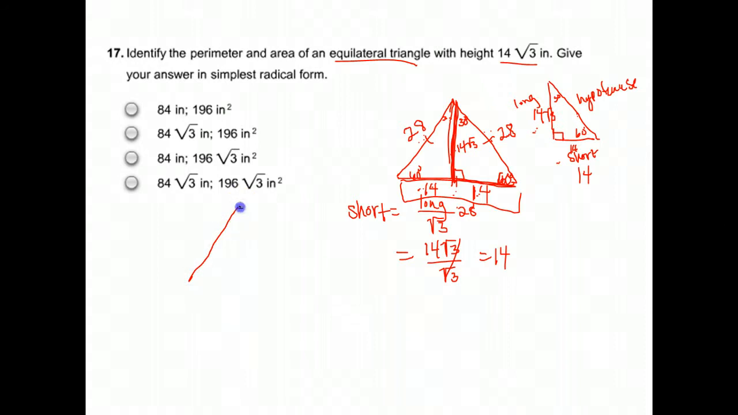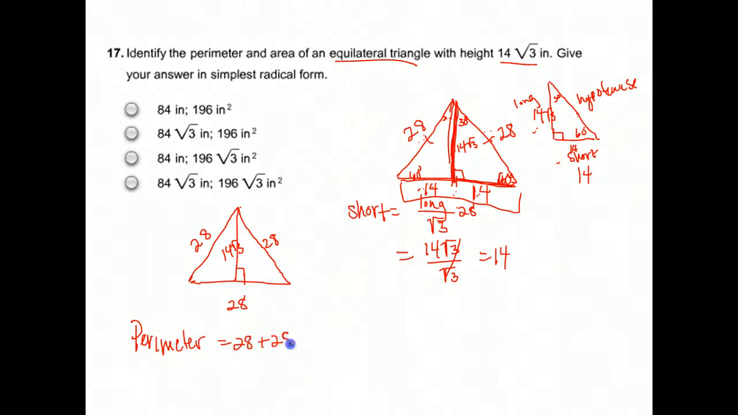And now I'm going to go back and answer the question. I'm going to redraw my picture here with my lengths. I know this side's 28, this side is 28, and my whole base is 28. I also know that I have a height of 14 root 3. Okay? We need to find the perimeter and the area. The perimeter is the distance around the figure, so it would be the outsides added together. So 28 times 3, or 28 plus 28 plus 28, which is 84 inches.